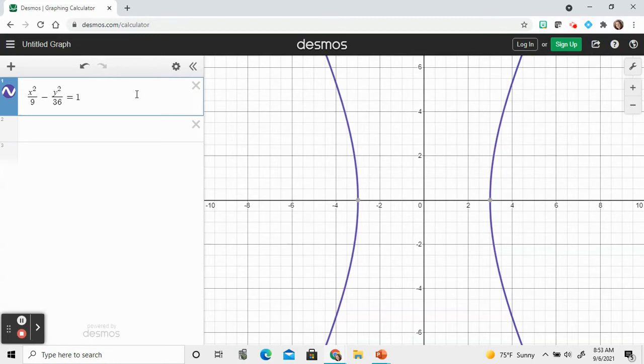So you can see that my parabola opens left and right. I've got nice vertices here at -3 and 3. Let's now use those to then go find the foci.